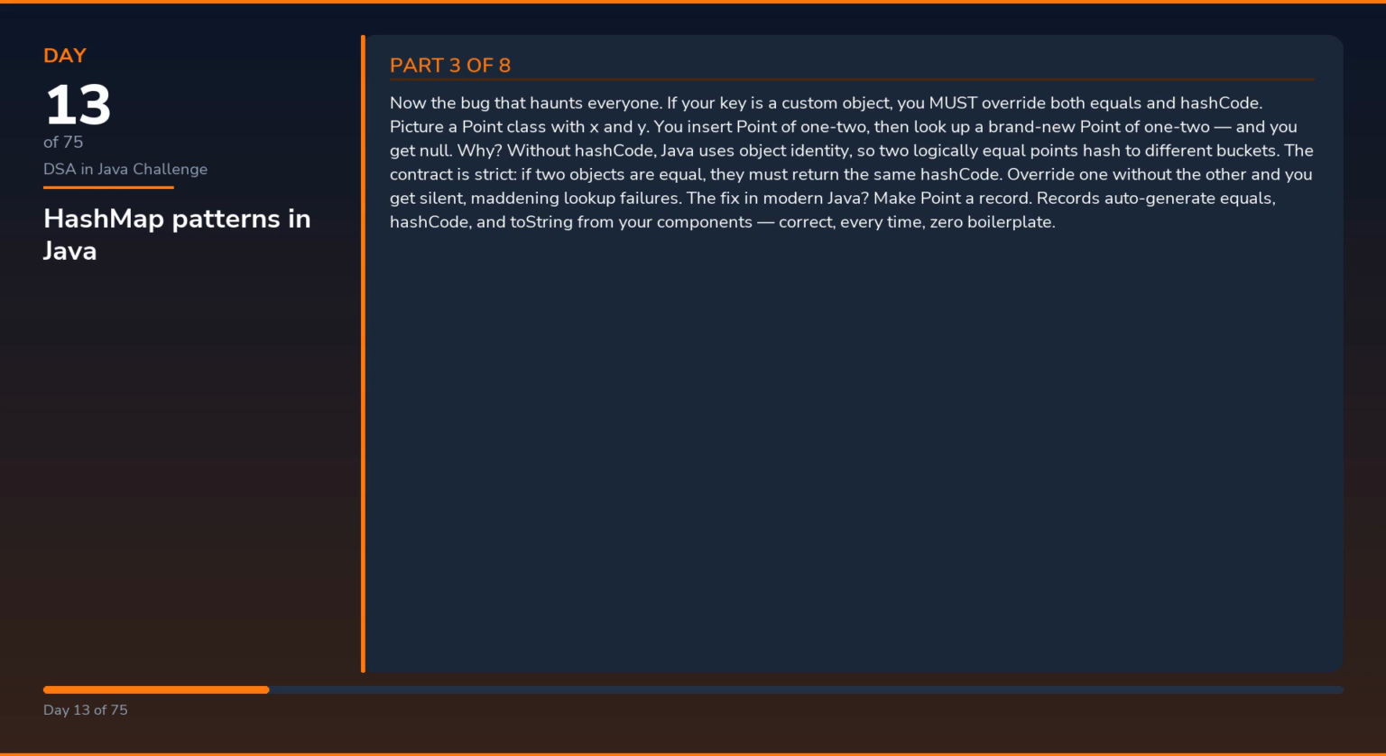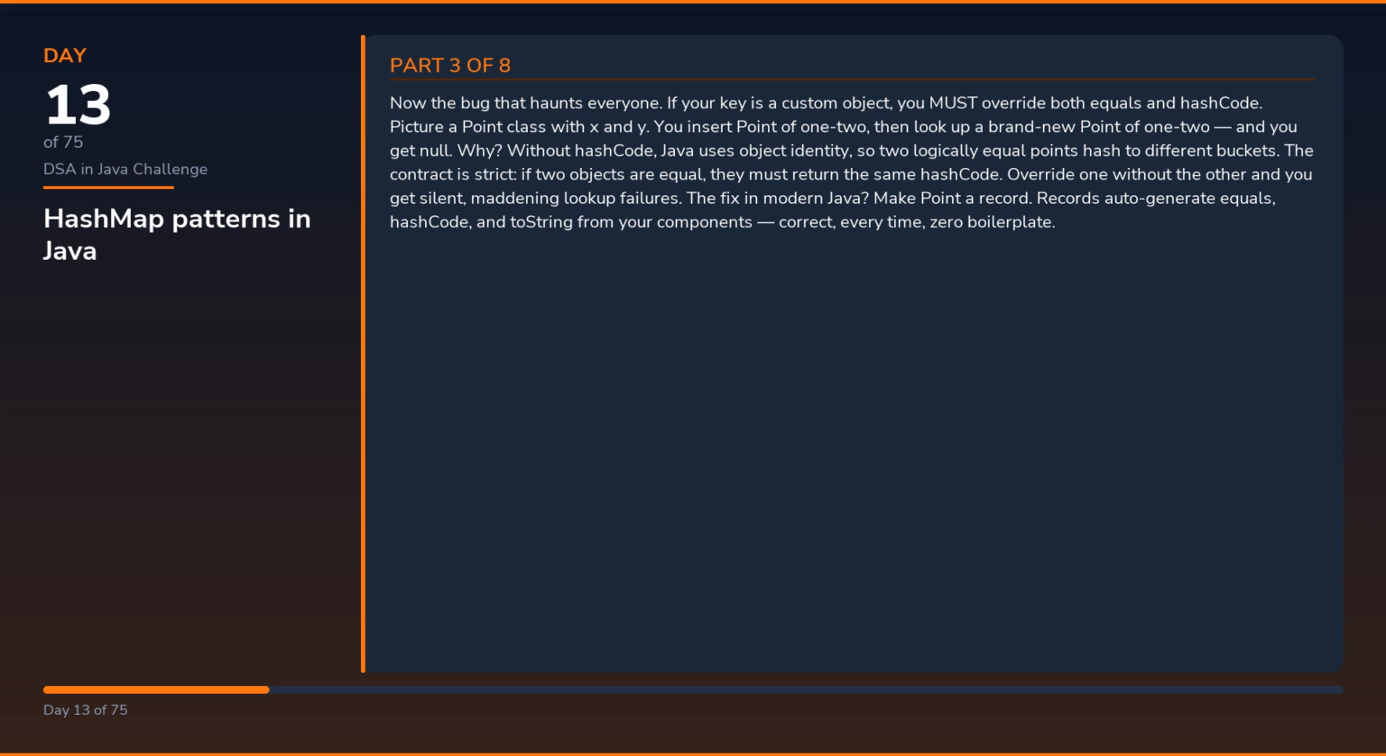Now the bug that haunts everyone. If your key is a custom object, you must override both equals and hashCode. Picture a Point class with x and y. You insert Point(1, 2), then look up a brand new Point(1, 2), and you get null. Why? Without hashCode, Java uses object identity, so two logically equal points hash to different buckets. The contract is strict. If two objects are equal, they must return the same hashCode. Override one without the other, and you get silent, maddening lookup failures.